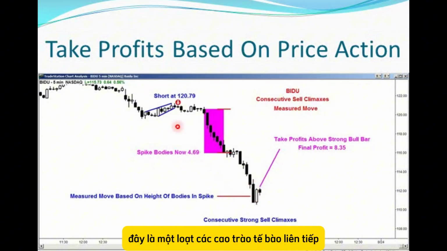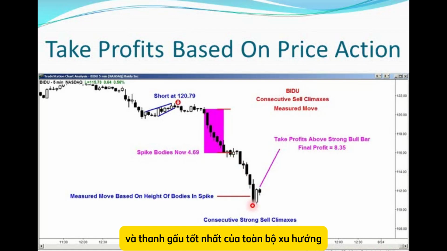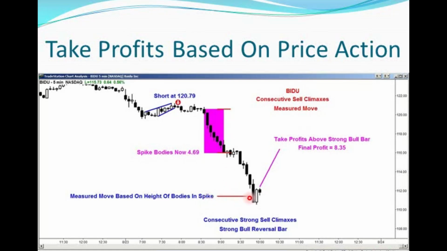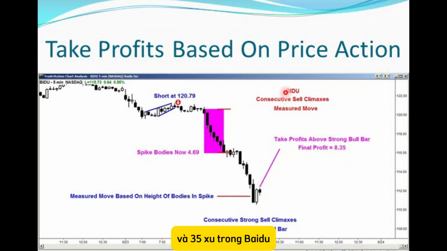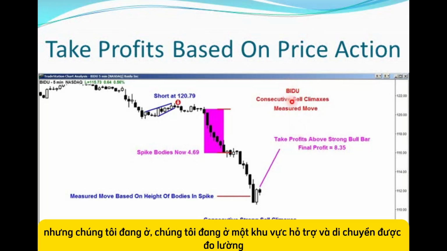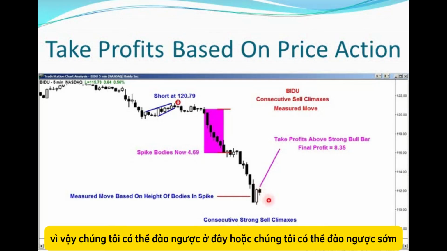This is a series of consecutive sell climaxes. We sold off here, we sold off very strongly here, and even stronger here, and the very best bear bar of the entire trend is occurring right at a support level, right at my measured move target. So for me, I would go totally short here, knowing that the market may go down a little bit further, but I would take full profits. In this case, it would be $8.35 in Baidu. But we're at a support area, a measured move, and we're having consecutive sell climaxes. So we might reverse here, or we might reverse soon.